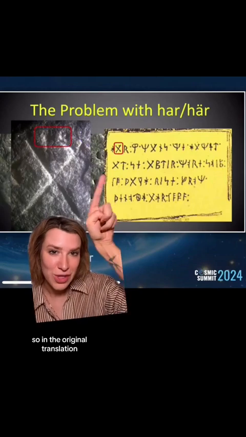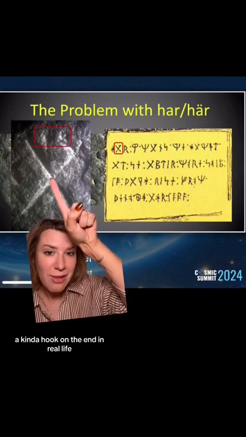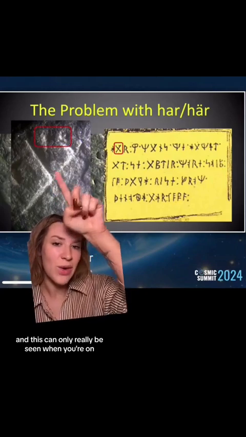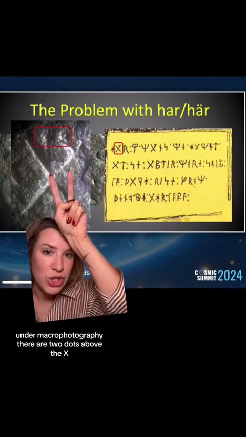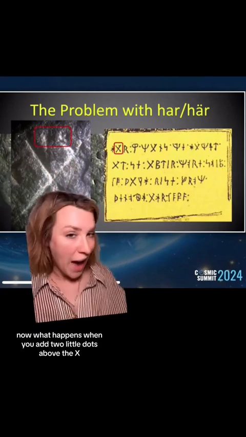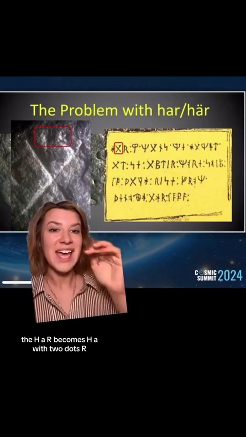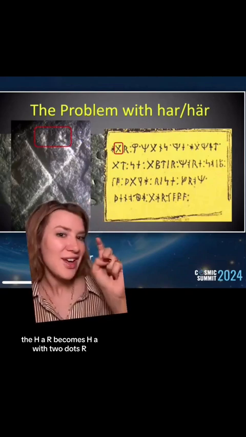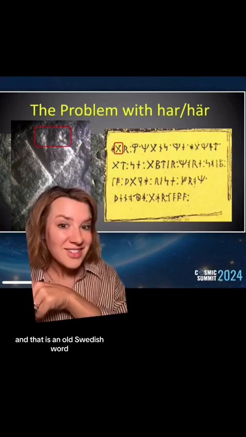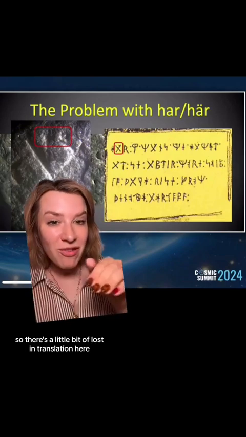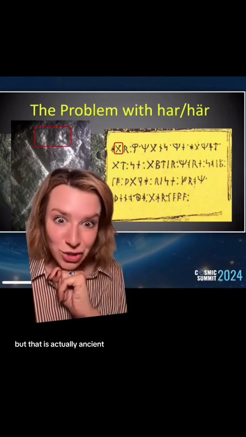So in the original translation on the piece of paper, it's just like an X with a kind of hook on the end. In real life, and this can only really be seen when it's under a certain light or under macro photography, there are 2 dots above the X. Now, what happens when you add 2 little dots above the X? The H-A-R becomes H-A with 2 dots R, and that is an old Swedish word. So there was a little bit lost in translation here, but that is actually ancient.